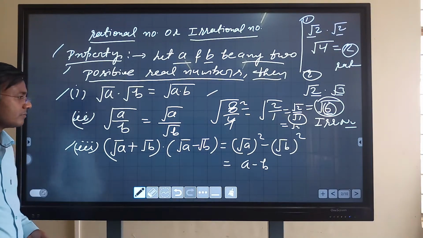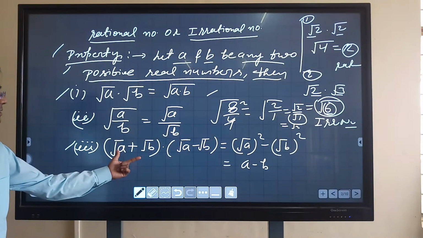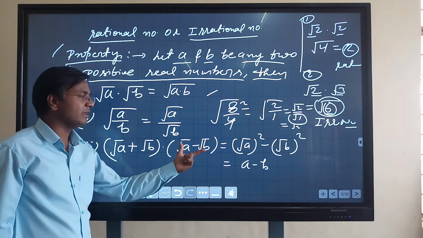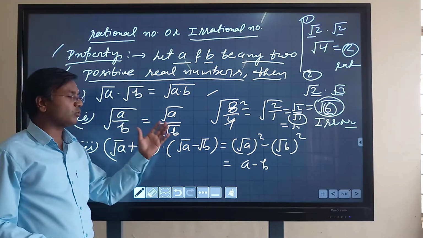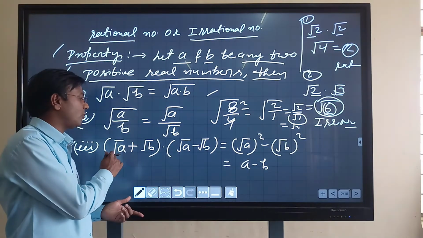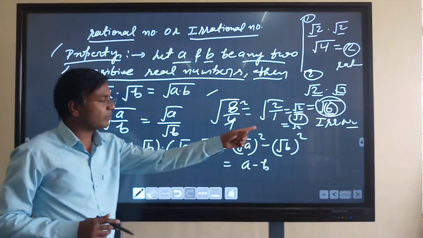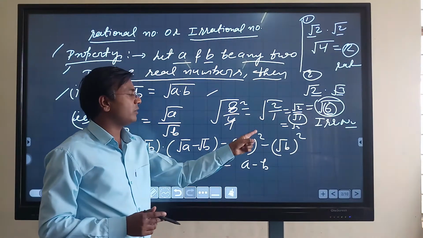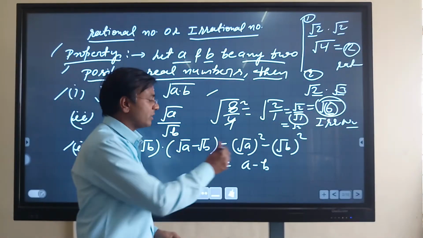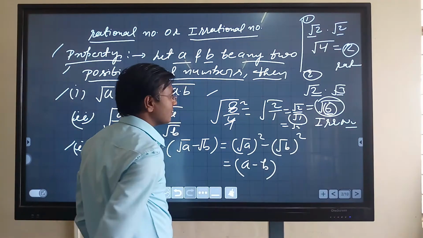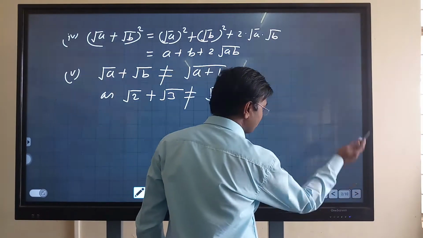Next, under root of A plus B into under root of A minus B. Here we can apply the same property we have learnt. A plus B into A minus B can also be applied on under roots. That is A square minus B square. So under root A square is what? A, and under root B square is what? B. So the result is A minus B. Got it?